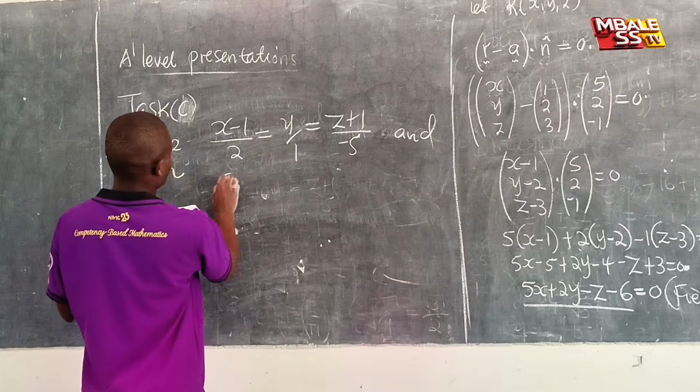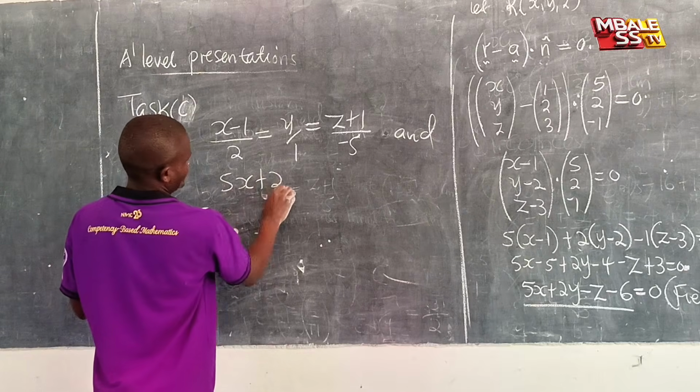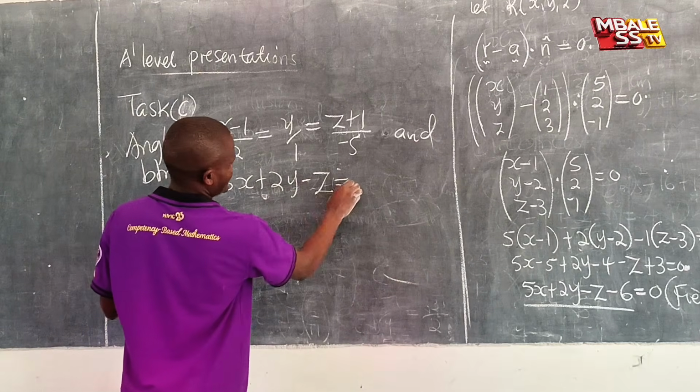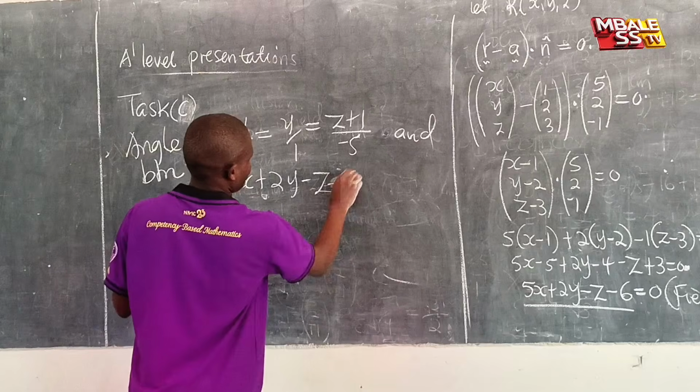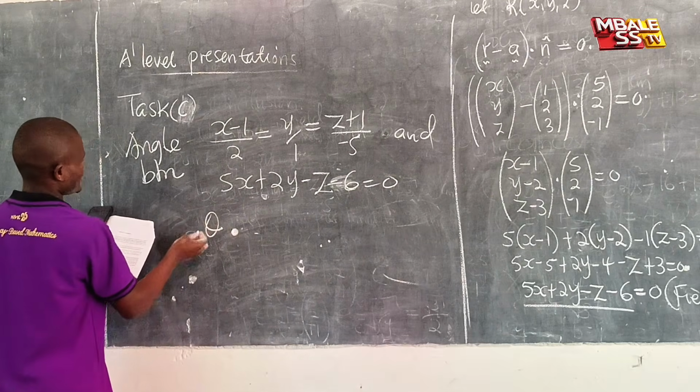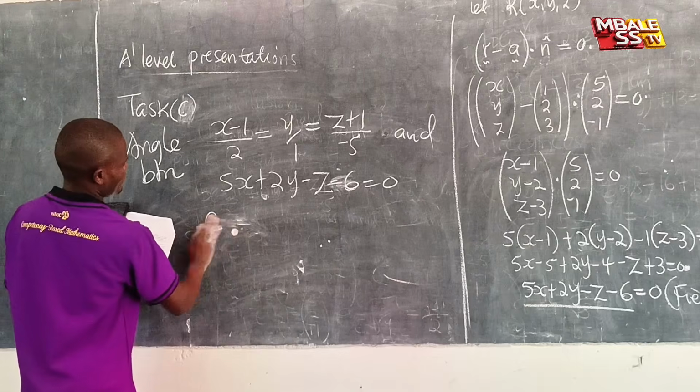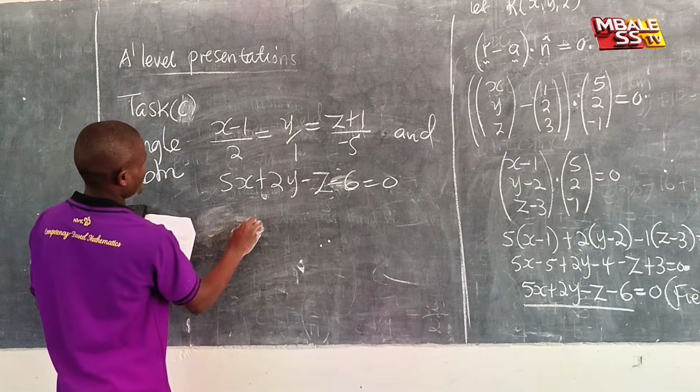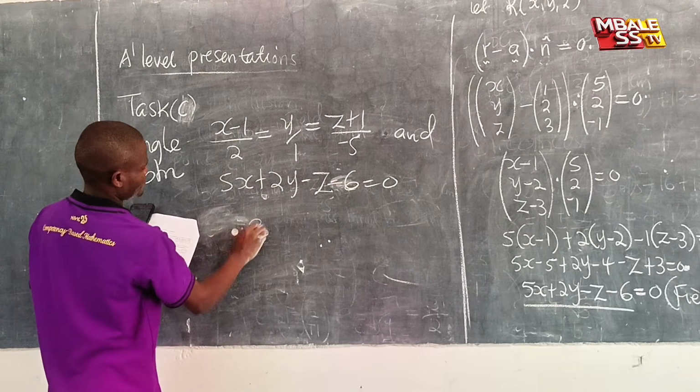So the field equation is 5x plus 2y minus z minus 6 equals 0. The angle theta, if theta is the angle, will be obtained from the following. We need to get the direction here.